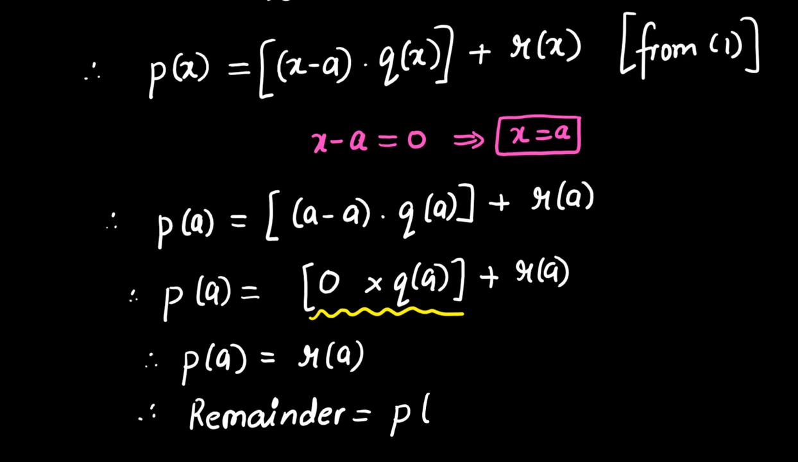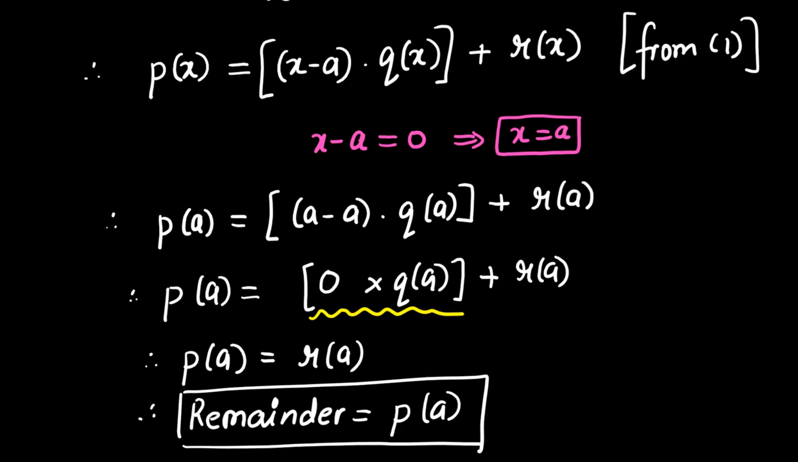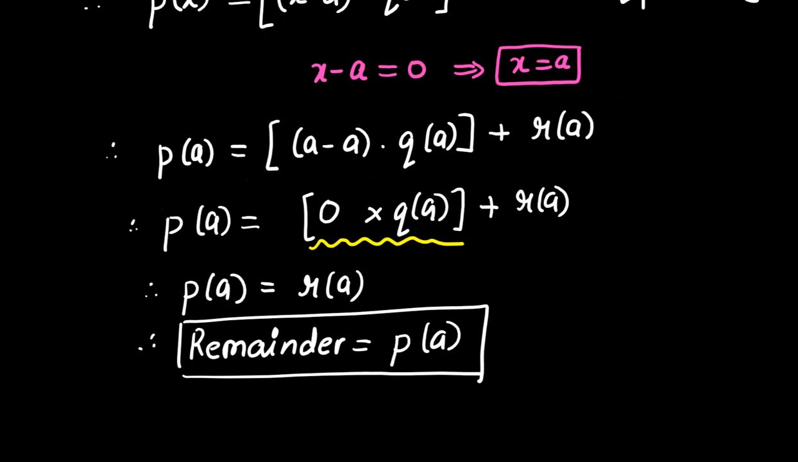That means what do we have to do? We have to put the value of a in this polynomial and we will get the remainder. This is what remainder theorem is all about. So let us quickly solve some examples in the next video and you will understand the concept.